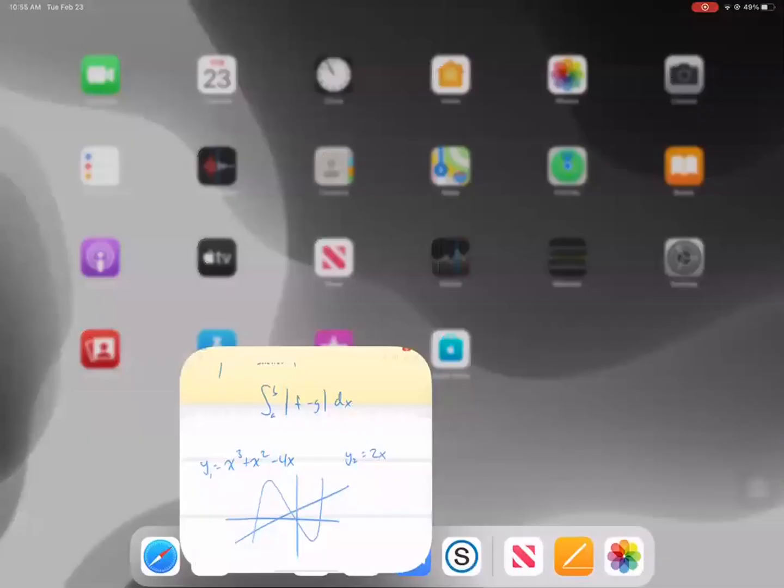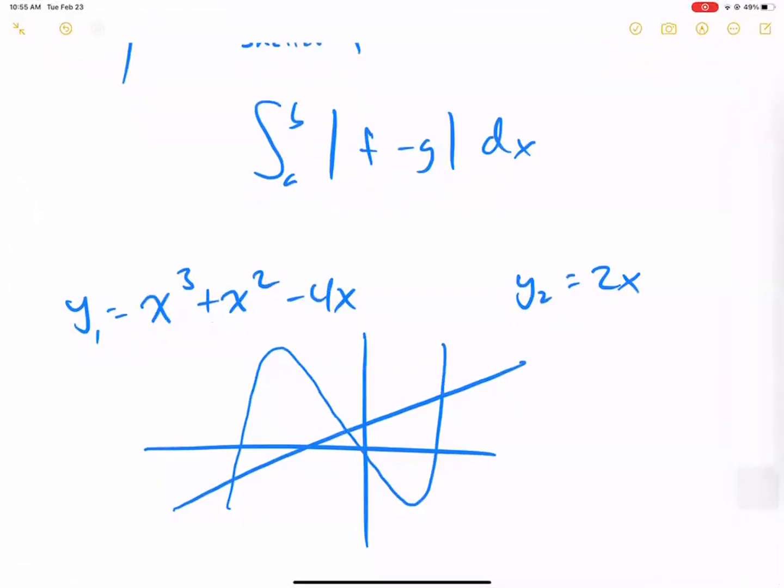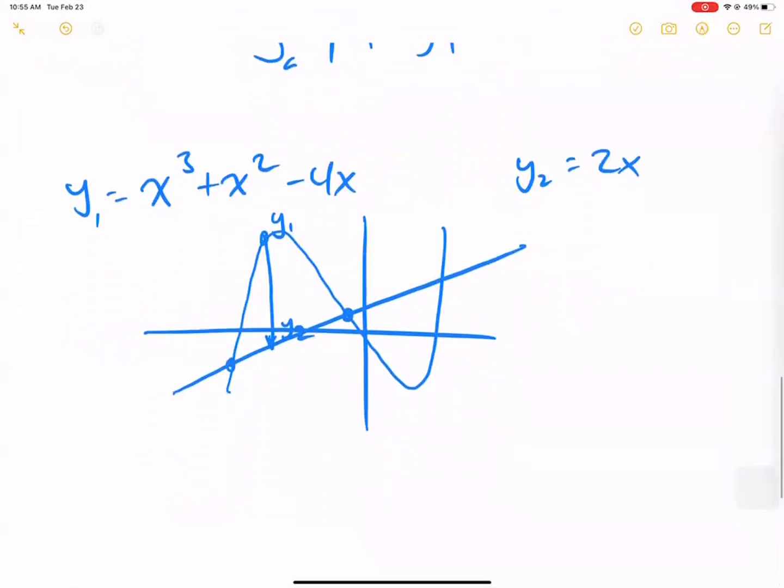Okay, so I copied my version of this. Now, we need to figure out which one is y1 and y2. Of course, this is going to be our y1. This is our y2. Between our first intersection and second intersection, we have to realize that y1 is on top and y2 is on bottom. Then at the next intersection point, we flip. y2 is on top now and y1 is on bottom.